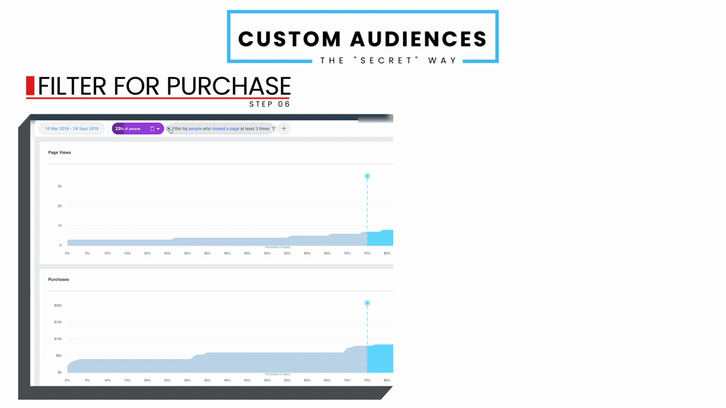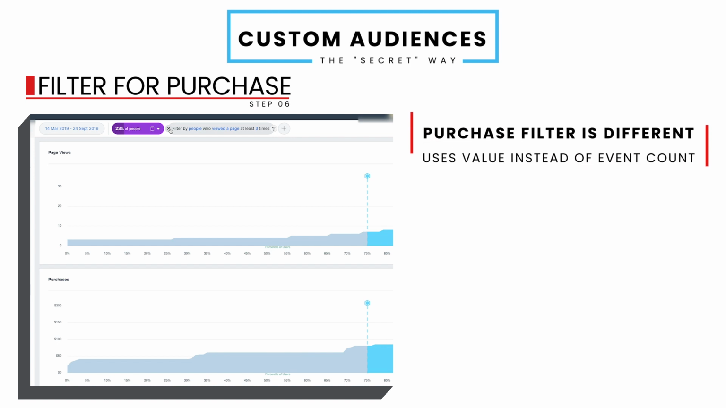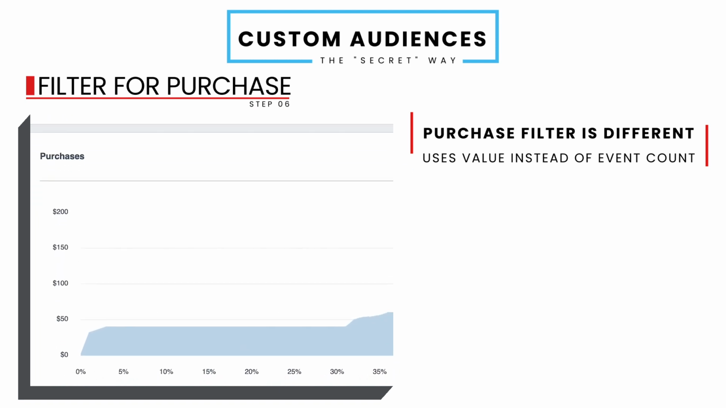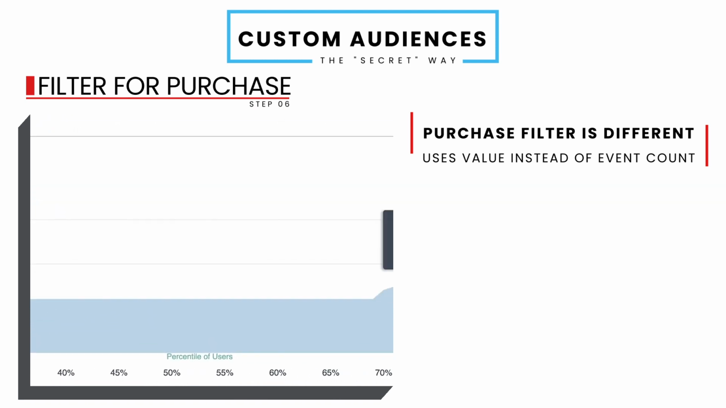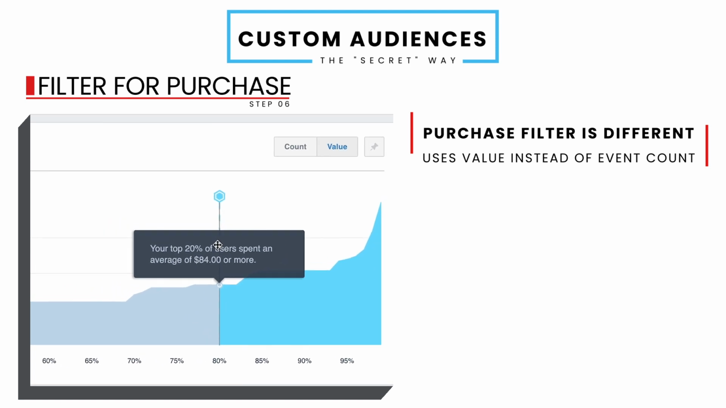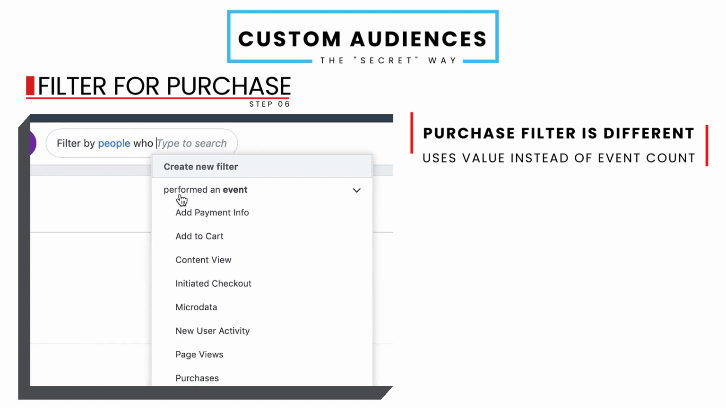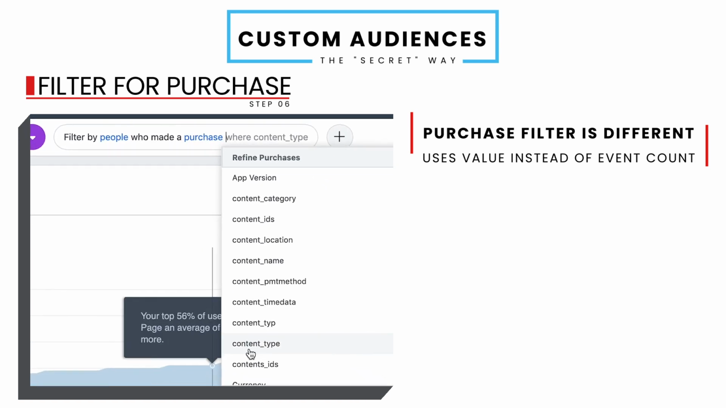The filter for this audience will be slightly different since purchases are broken down by value rather than event count. Start by removing your old filter, then take a look at the graph for purchases. Now, just like you did for page views, take a look at the top 20%. Finally, add a new filter like we did before. This time we want people who performed an event, purchases where the sum of USD values were at least $83.